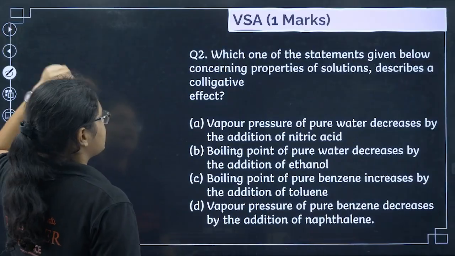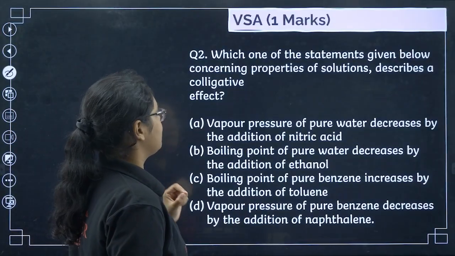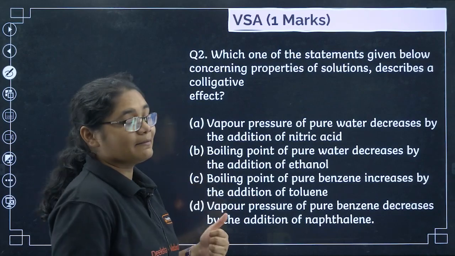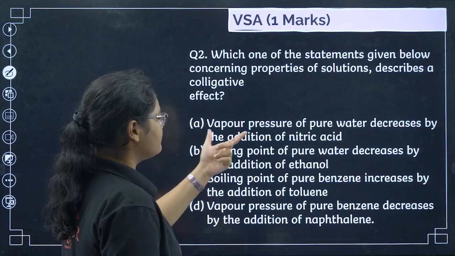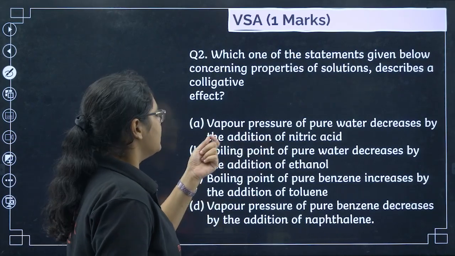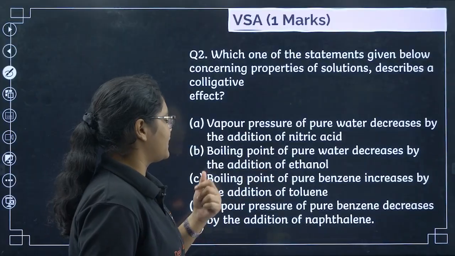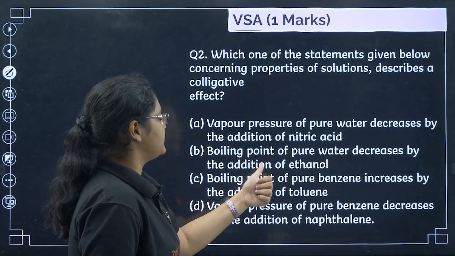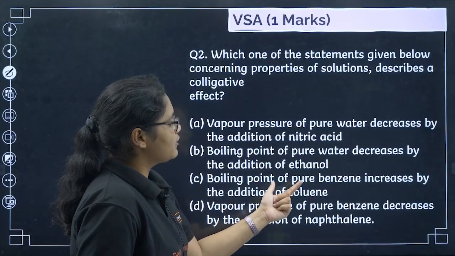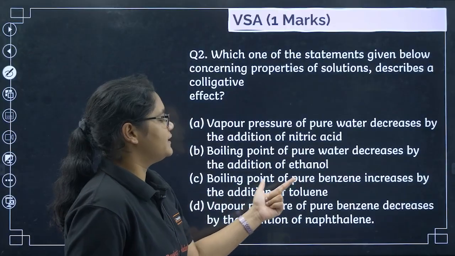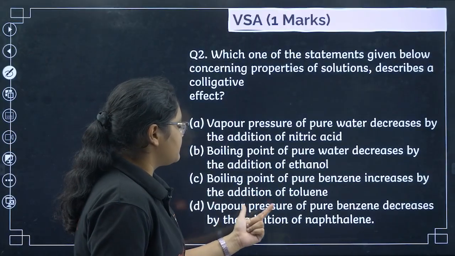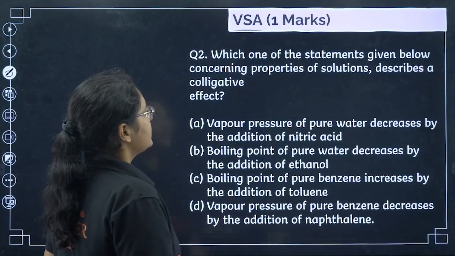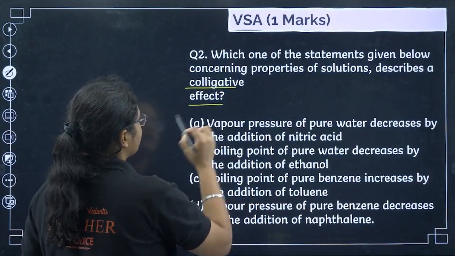So now moving to the second question, which one of the following statements given below concerning the properties of solutions describes a colligative effect? Vapor pressure of pure water decreases by the addition of nitric acid. Boiling point of pure water decreases by the addition of ethanol. Boiling point of pure benzene increases by the addition of toluene, and vapor pressure of pure benzene decreases by the addition of naphthalene. So here we have to talk about colligative effect.